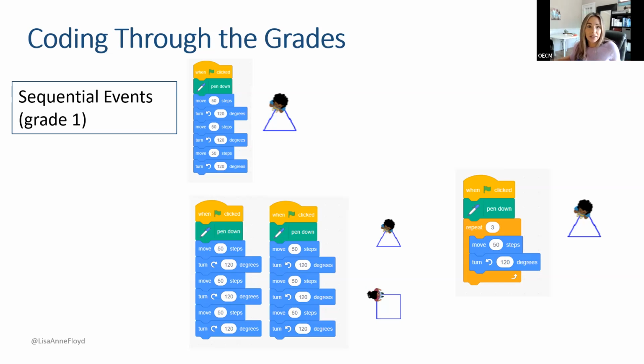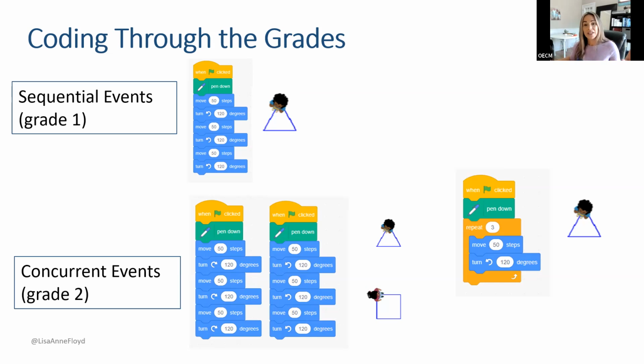So taking a look at grade 1, sequential events. That just means one line of code after another. And I'll show an example of this when we're doing some live coding in a moment. Concurrent events in grade 2.